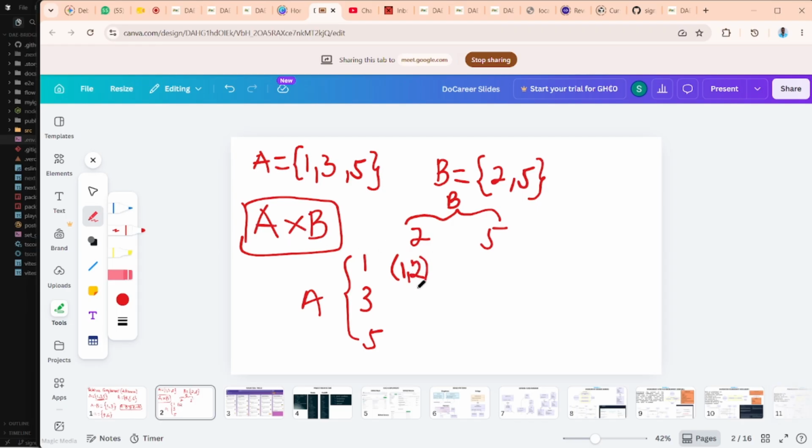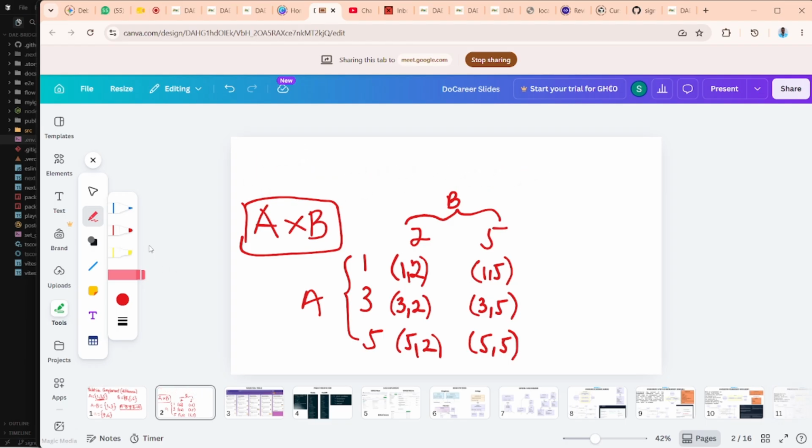So this one will be 1 and 2, and this one will be 1 and 5. You do the same thing for this: 3 and 2, and then 3 and 5, then 5 and 2, 5 and 5. Now we need to write the product itself. For the product, let me clean this thing.